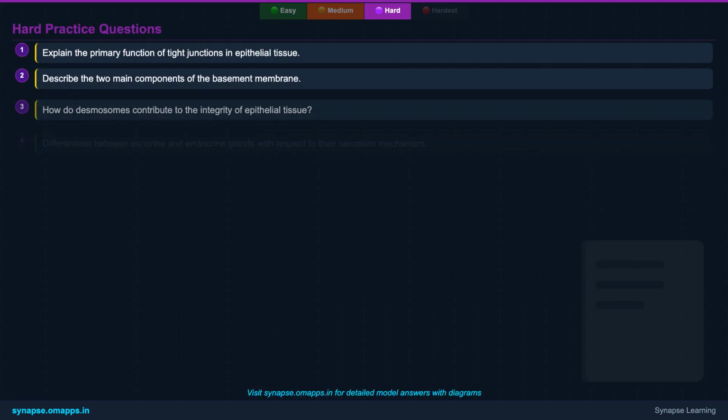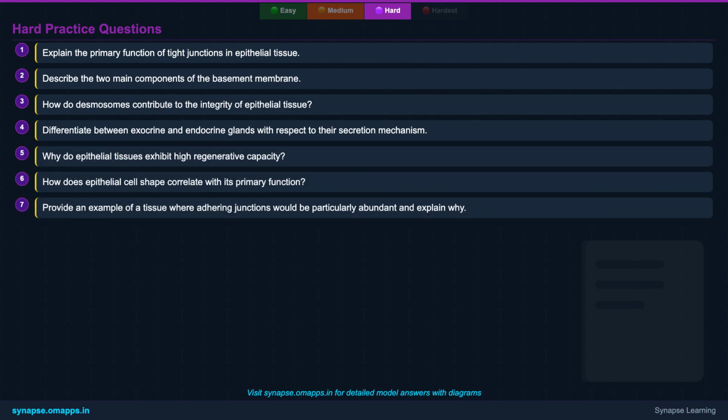This highlights how epithelial structure is perfectly adapted to diverse physiological demands. Now, let's test your deeper understanding with these 7 questions. Explain the primary function of tight junctions in epithelial tissue. Describe the two main components of the basement membrane.